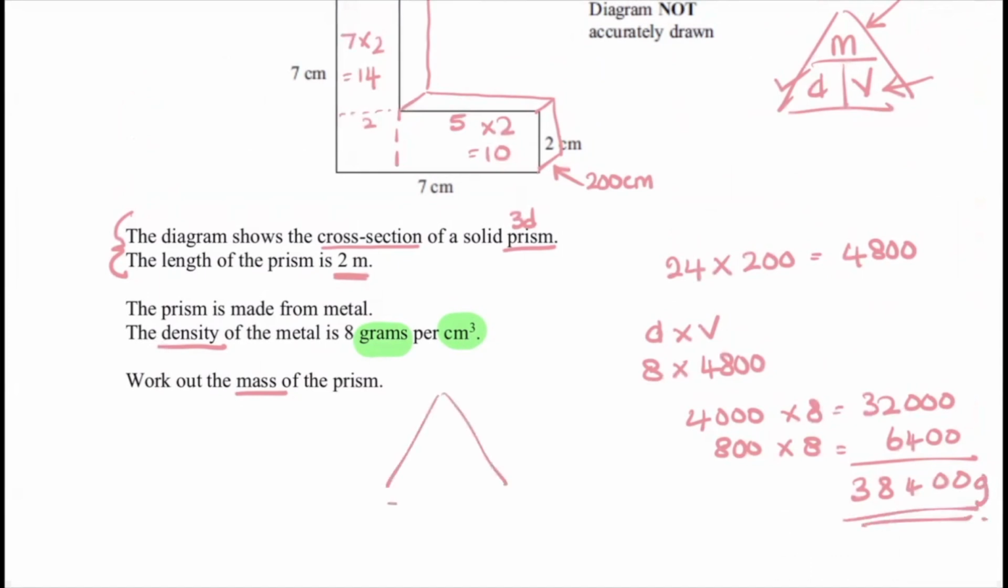Now, if I go back to my formula triangle where I've got mass, density, and volume, mass is grams, volume, that looks like a Y, is centimeters cubed, and the density is these two on top of each other, grams over centimeters cubed. It's a bit like miles per hour. Your speed is your distance over time. That's your units. Hope that gave some clarification.